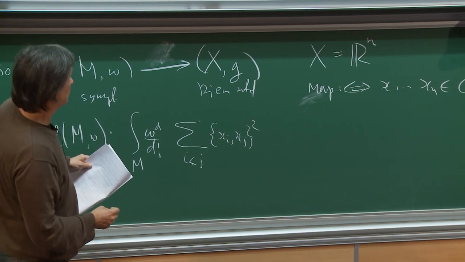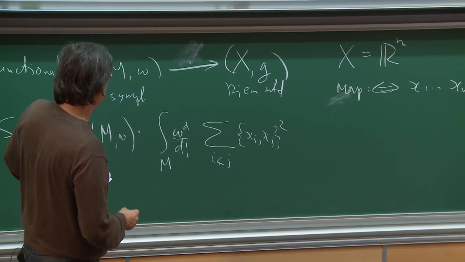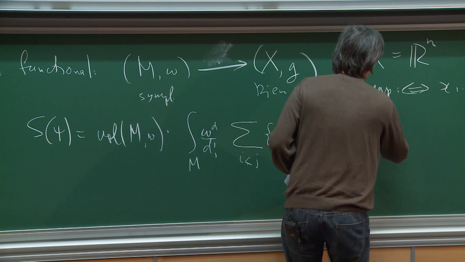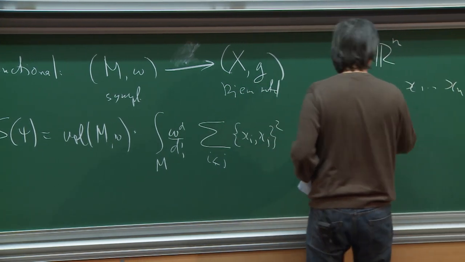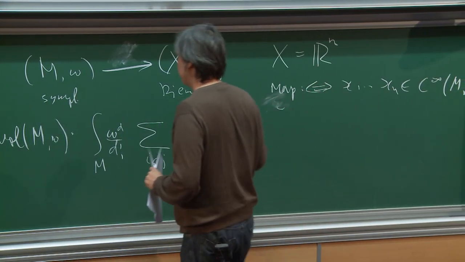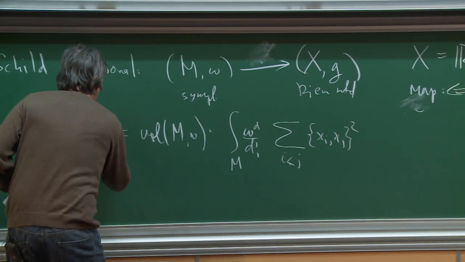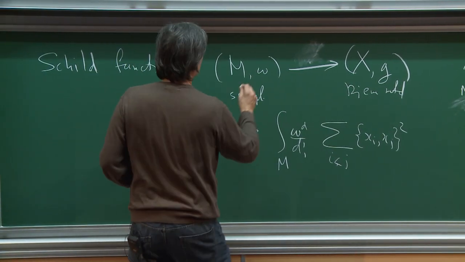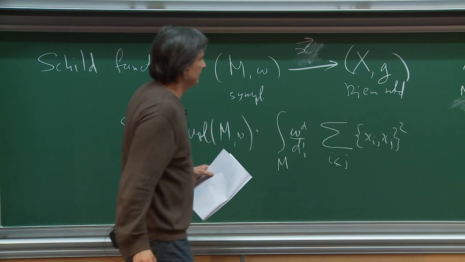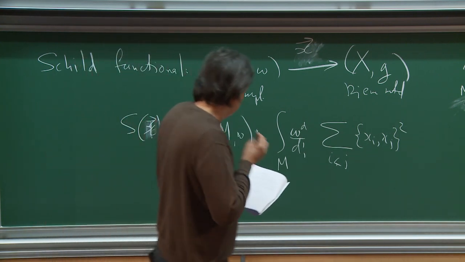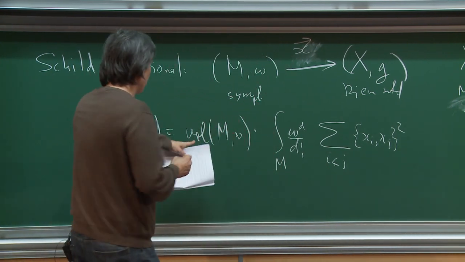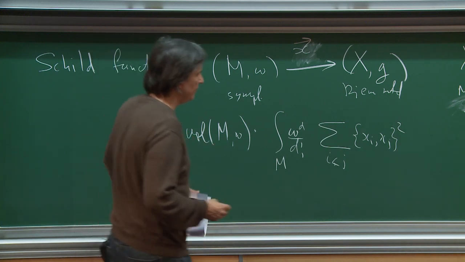In the formula for the action, psi by x might be the same. Yes, maybe psi by x, like this. So that's the action. And why did I write this volume of M?